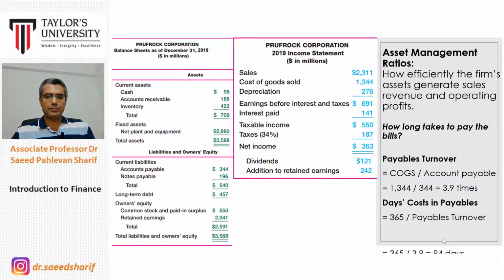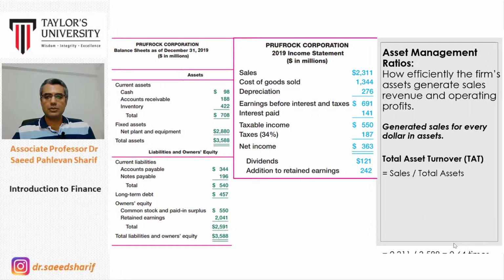There is another ratio. It's called payable turnover. The formula is cost of goods sold divided by account payable. So where can you find cost of goods sold? Yes, in the income statement, and then account payable is in the current liability part of the balance sheet. So account payable is here, 344. If you divide cost of goods sold by account payable, you get 3.9 times. And similar to the previous cases, you can divide 365 by payable turnover, and you will get 94 days. This means it takes 94 days on average to pay the bills. Actually, payable turnover and days cost in payable measure how long it takes to pay the bills. So on average, it takes 94 days to pay your bills, right?